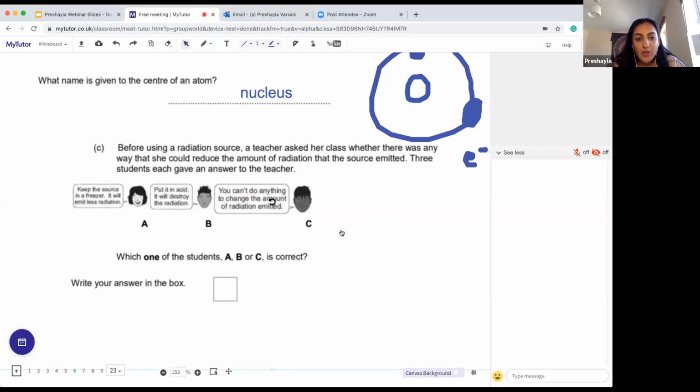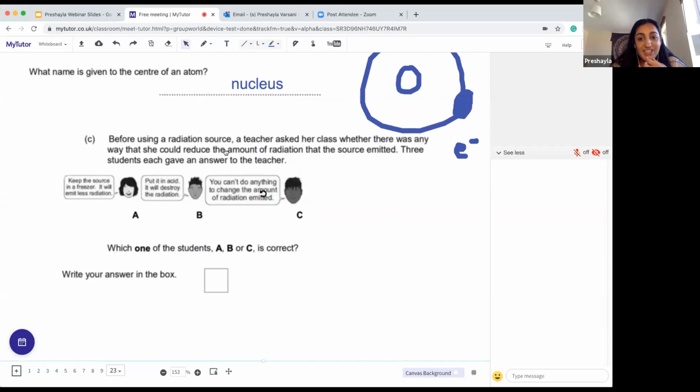And before using a radiation source, a teacher asked her class whether there was any way that she could reduce the amount of radiation that the source emitted. And 3 students gave their answer. Keep the source in the freezer, put it in acid, or you can't do anything to change the amount. Well, clearly student C was correct. Putting a source in a freezer or putting it in acid will not destroy the radiation. The source will give out radiation no matter what you do to it. It's random and we can't predict it.